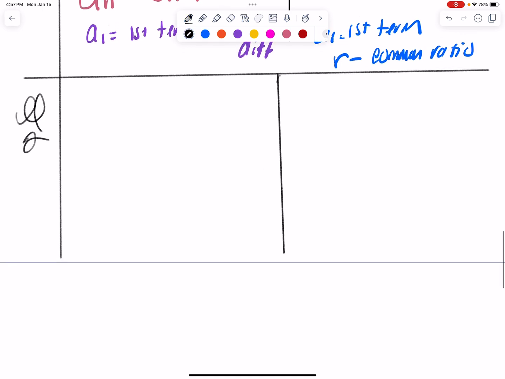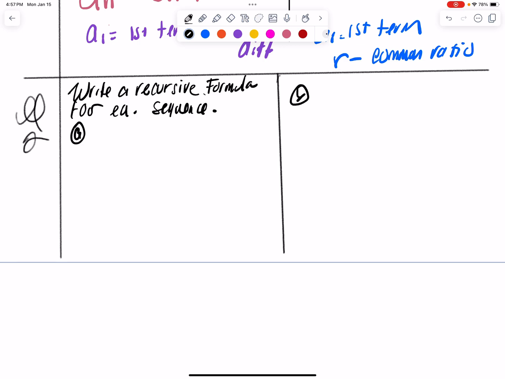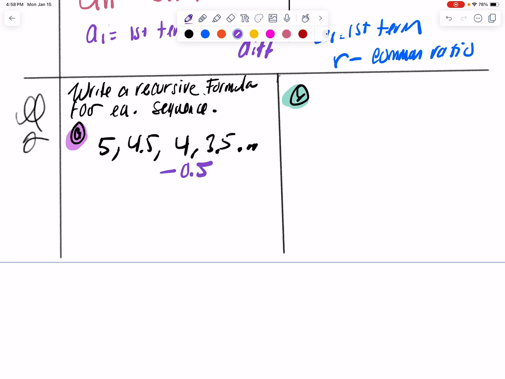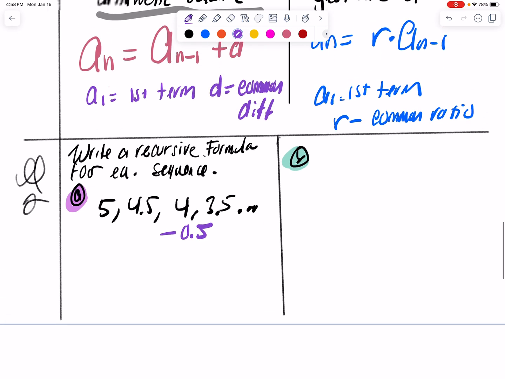Pretzel 2. Write a recursive formula for each sequence. Okay, we have an A and a B. A is 5, 4.5, 4, 3.5, dot dot dot. So obviously it's going down. It is arithmetic, going down by 0.5 every single time, and we're going to use our arithmetic sequence formula.